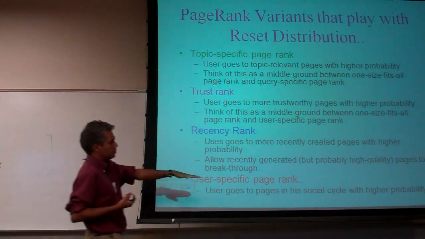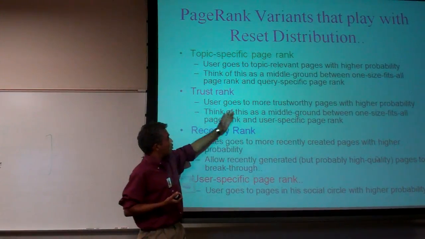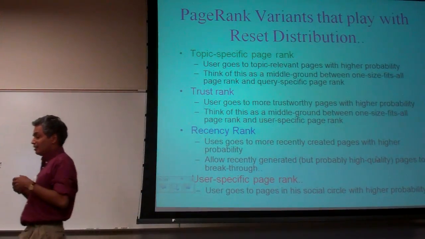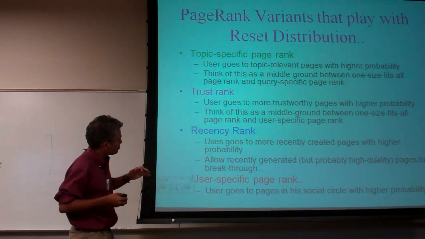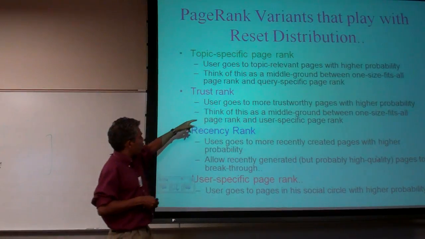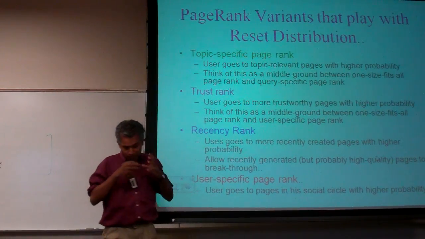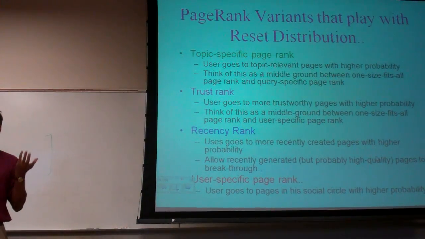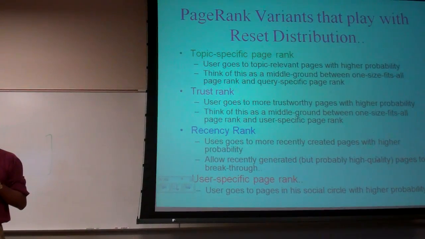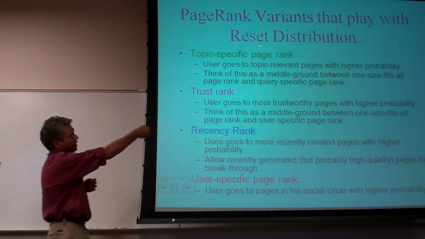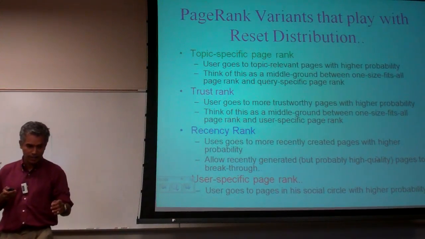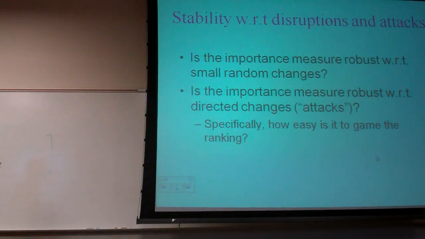And similarly, for user specific PageRank, for many users you might be able to get by with asking what are the sites that general user populations find trustworthy, and give them higher probability in the reset matrix. Okay? So just keep in mind this source of good ideas for changing these importance measures.